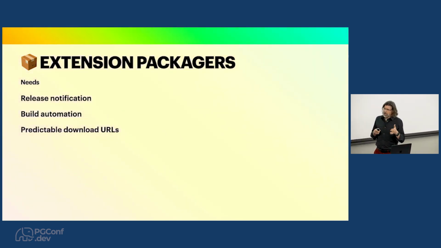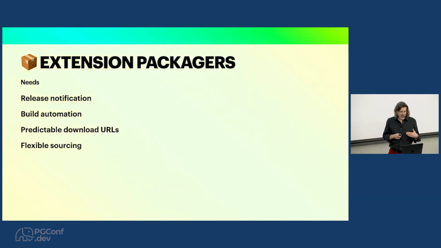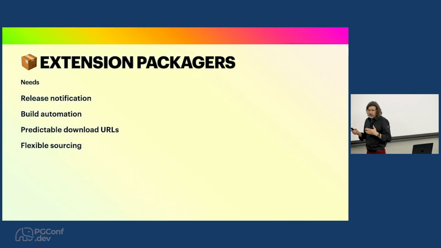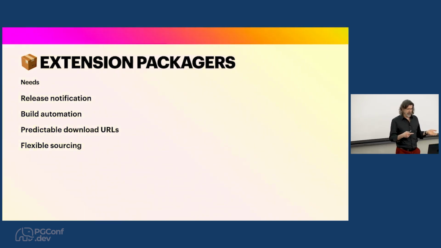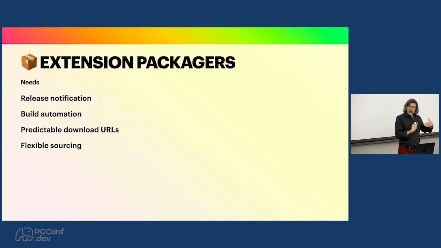They need predictable download URLs to do that. So when you know there's a new version, you know where to pull it from. And flexible sourcing. So some packagers may want to use precompiled binaries to put in their package. I think Homebrew often does stuff like that. And other ones like the community apt and Yum repositories actually want to download the source and build from source. So they need the flexibility for that.